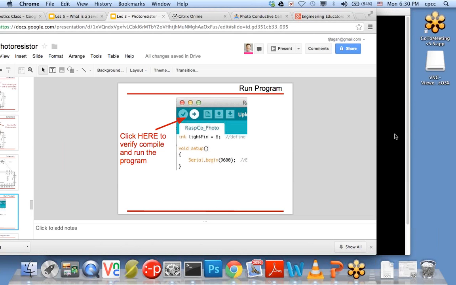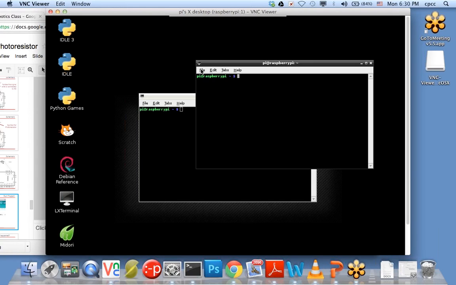The A0 is connected to one leg of the photoresistor. It is the symbol for a photoresistor. This is the symbol for a resistor over here, just to let you know. And this is the symbol for Arduino.